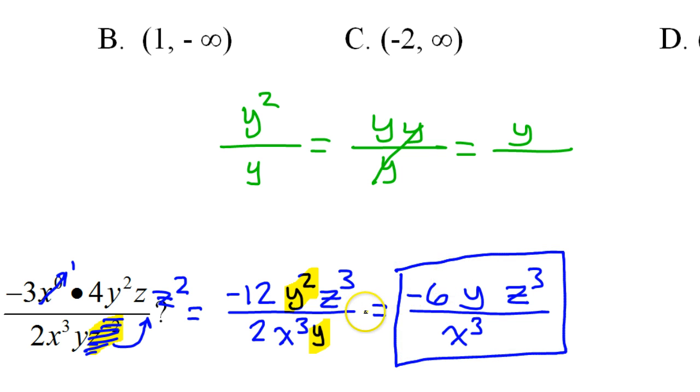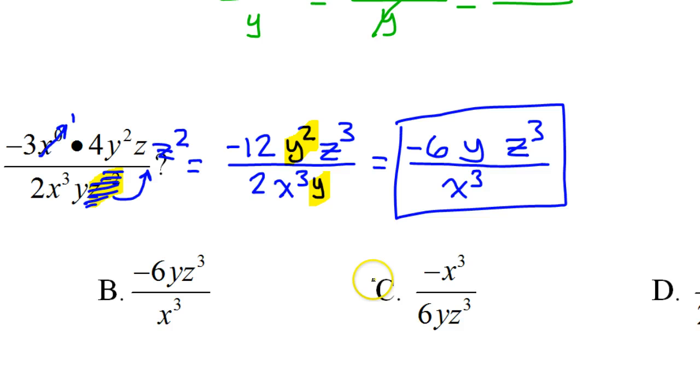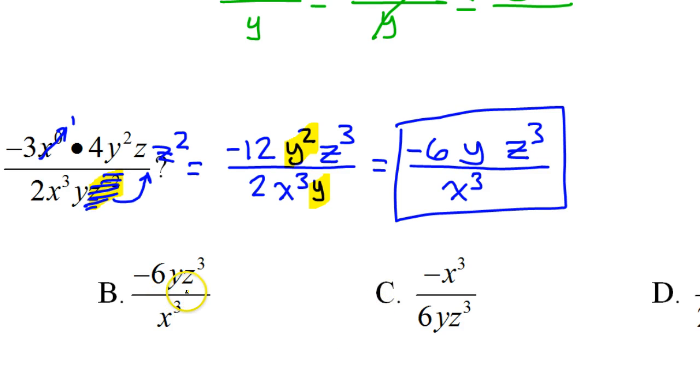So now I've just got to find it among the multiple choices. Okay, I see the -6, y, z to the 3rd power over x to the 3rd power. There it is. Shabam. That's B.